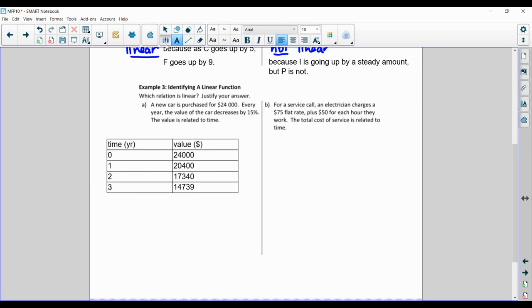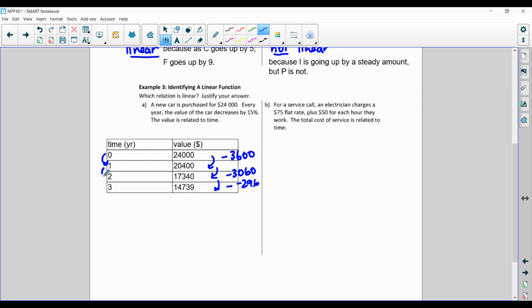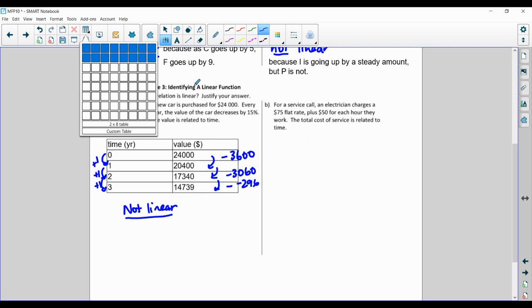In fact, I've done the calculations on it to save us a little bit of time here. And to go from here to here, it lost a value of 3,600. Now it's okay to have a negative there. The question is is it the same amount of negative each time? And in fact, it's not. Whereas here we are going up by 1 each time. So this is not linear. We've justified our answer by showing this table of values. Okay, let's do the same thing here for this service call.